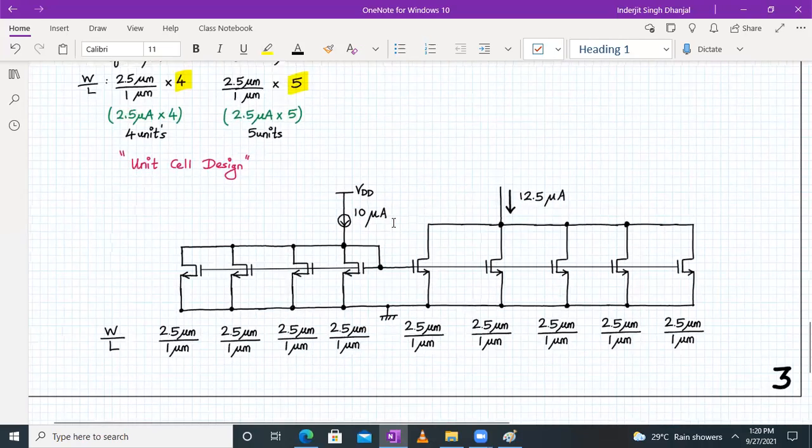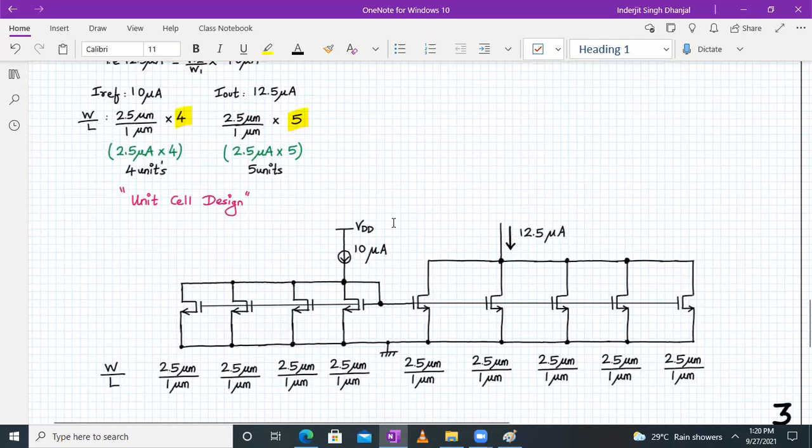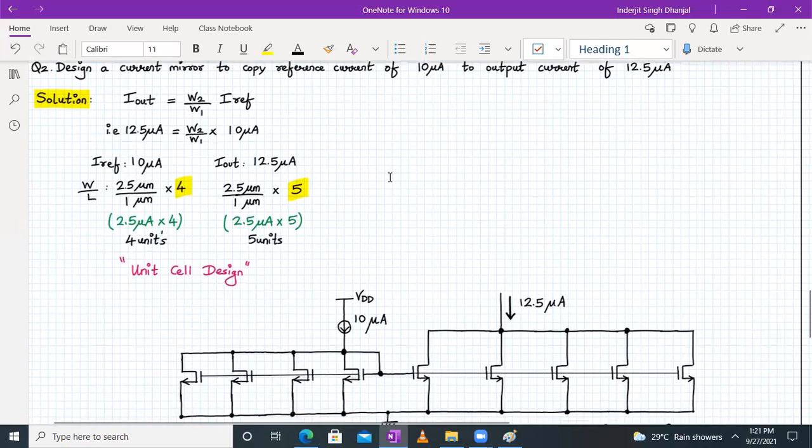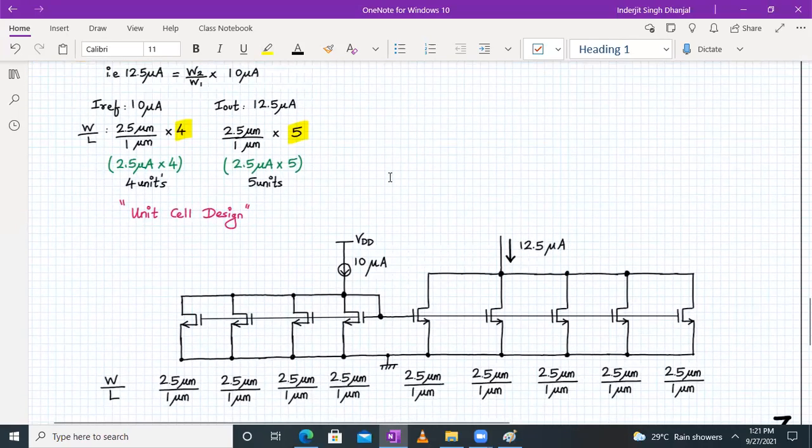So I think that will be all for today's session. I hope that you have learned this unit cell design. It's a very important concept and you can expect numericals from it in your exams. Okay, so that is all for today's session.